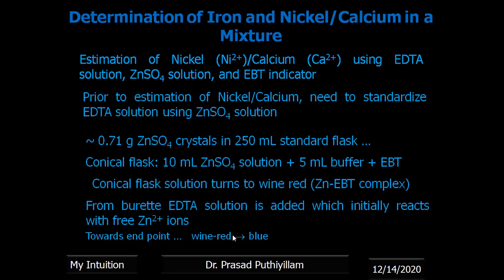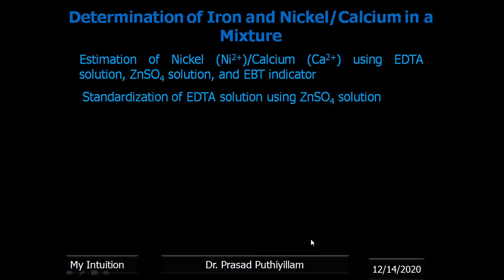Towards the end point, once the EDTA reaction completes, it will take the zinc out of the zinc-EBT complex, which is wine red in color. Therefore this complex will break, and that zinc also will be taken by EDTA. So EBT will be set free. When EBT is set free, it changes back to its normal color, that is blue.